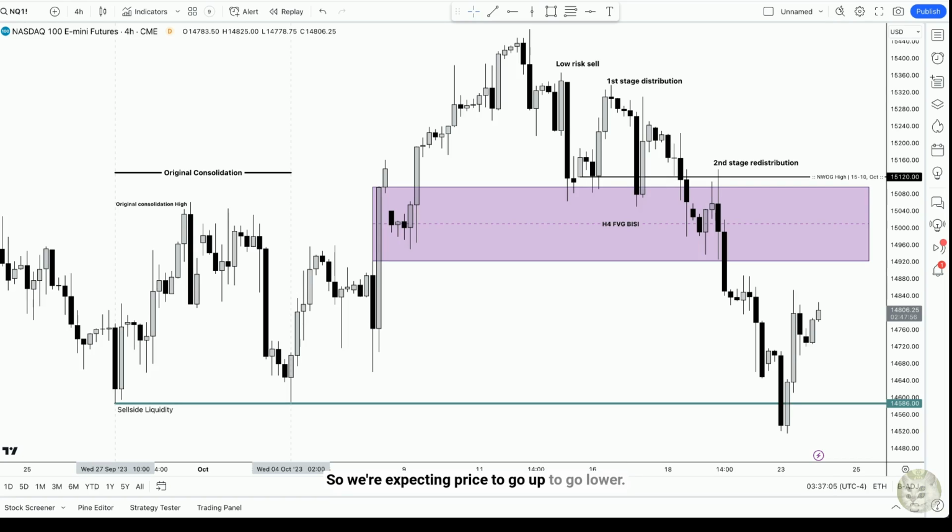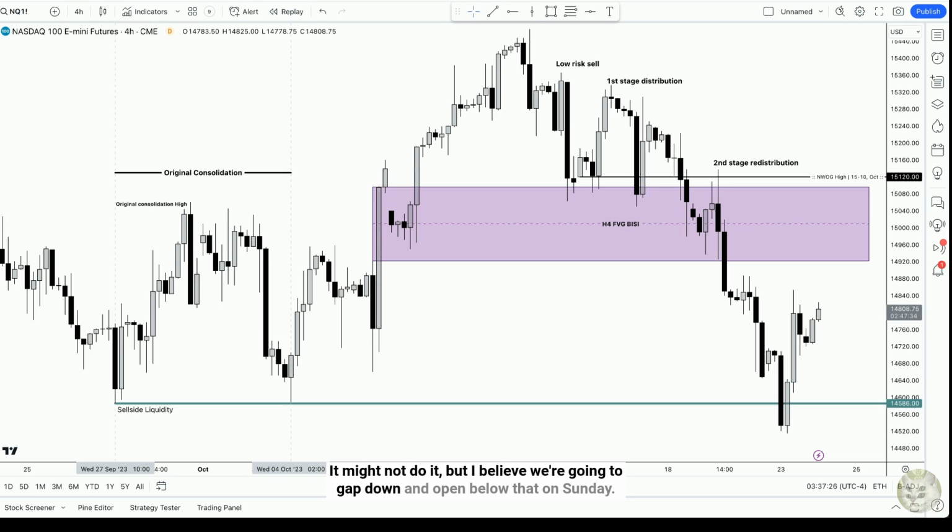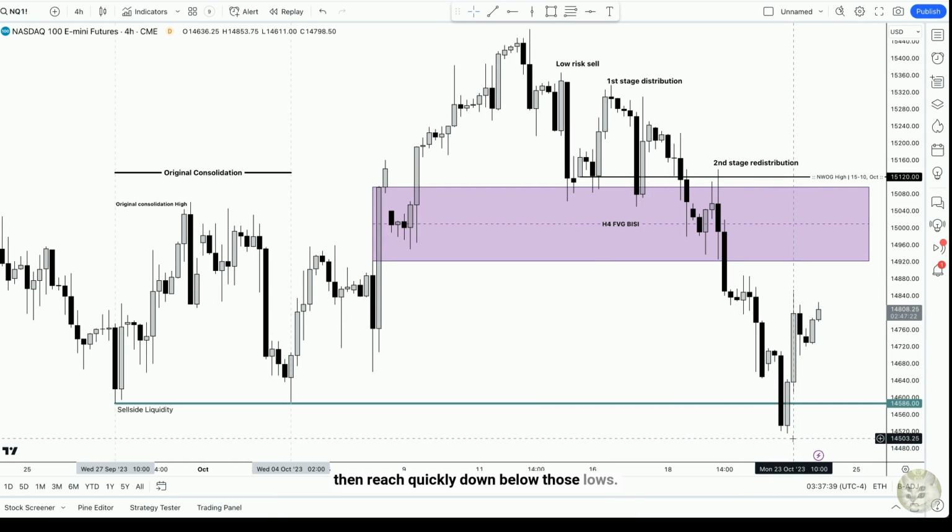So we're expecting price to go up, to go lower. Where should it go to on the basis of declining? Right below those relative equal lows at September 27th and October 4th respective lows. That liquidity below there, they're going to want to engage that. It might not do it, but I believe we're going to gap down and open below that on Sunday. But I believe that's where we're doing it. Or we're going to open up lower, fancy dance around the open at Sunday, and then reach quickly down below those lows.